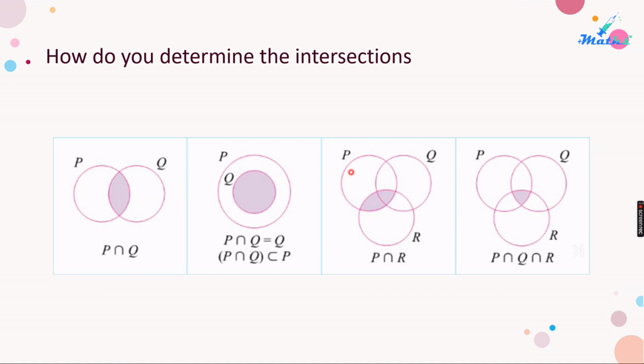Here we have 3 sets: set P, set Q, and set R. We are going to find P ∩ R, so we just check the elements of set P and set R at the same place. It is here. For P ∩ Q ∩ R, among these 3 sets we only have one place, here. So this is the intersection of P, Q, and R.